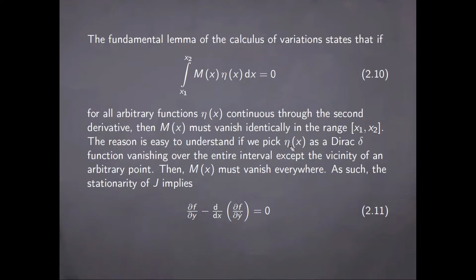If we pick eta of x, for example, as a Dirac delta function, vanishing over the entire interval except in the vicinity of an arbitrary point, then m of x must vanish everywhere. As such, the stationarity of J implies that the coefficient within the integral must vanish, and for a one-dimensional general problem, we will refer to this as the Euler equation.